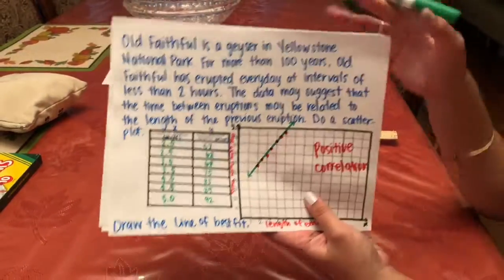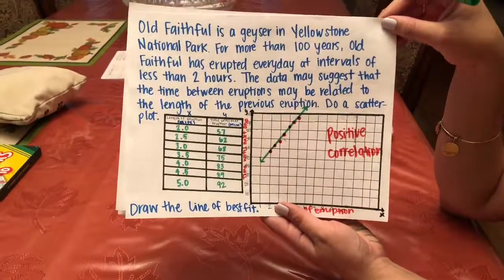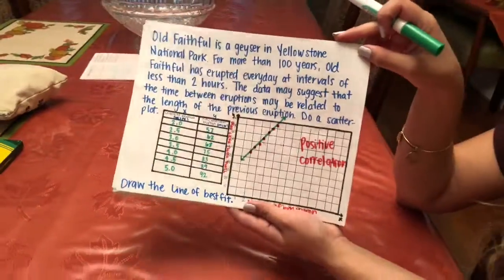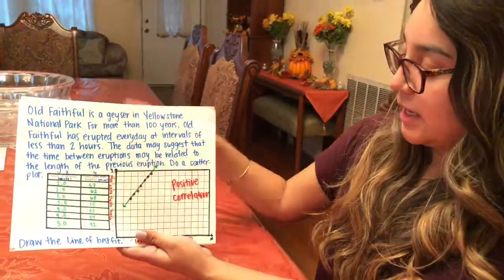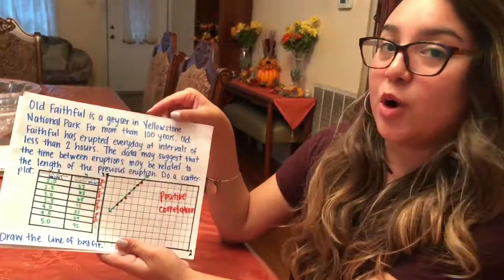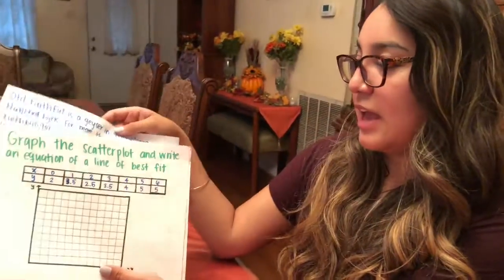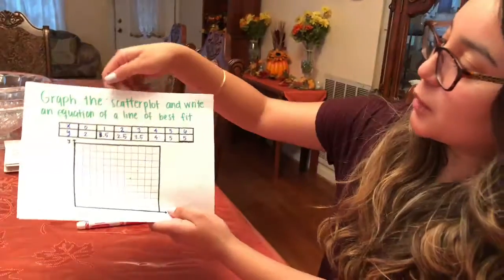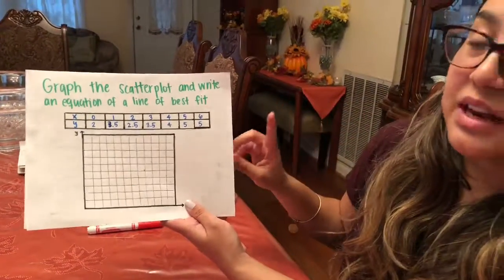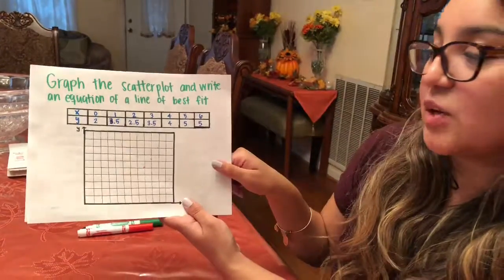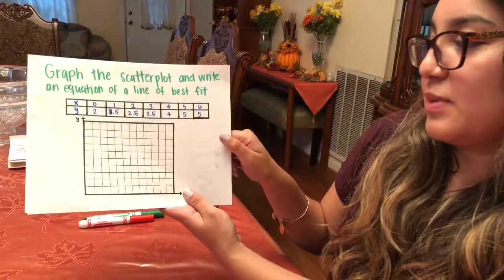It's basically hitting all of my points. Okay, so this is an example of a positive correlation. Now, we're gonna go over another example, and in this example, we're graphing our scatter plot. We're gonna draw the line of best fit, and we're gonna write the equation for the line of best fit.